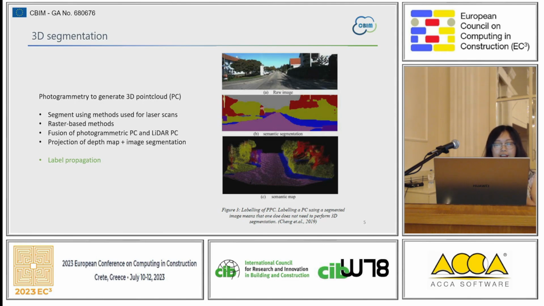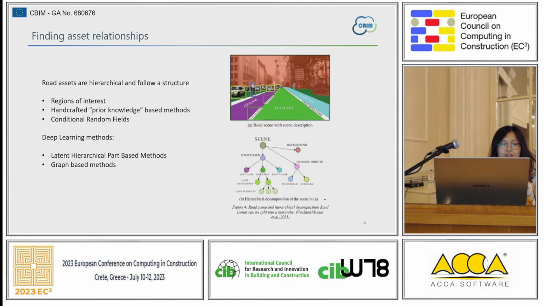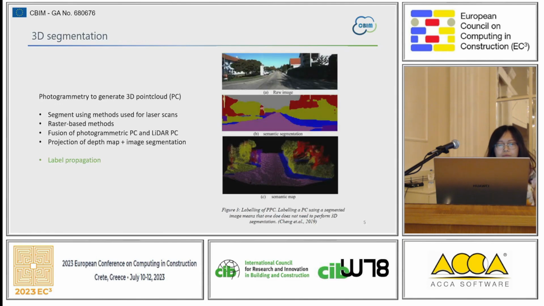So first is actually segmenting the 3D point cloud. One can use photogrammetry or videogrammetry or one of its many offshoots of technologies to generate a 3D point cloud. And because it is a spatial data set, you can apply methods used for LiDAR segmentation. But then you're not taking advantage of the data that's in an image. Others, raster-based methods, take the point cloud and treat it as an image, and then segment it using image segmentation methods.